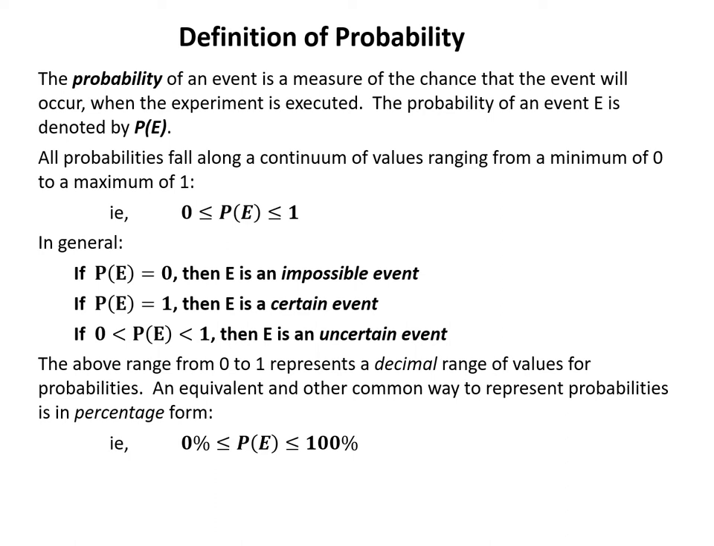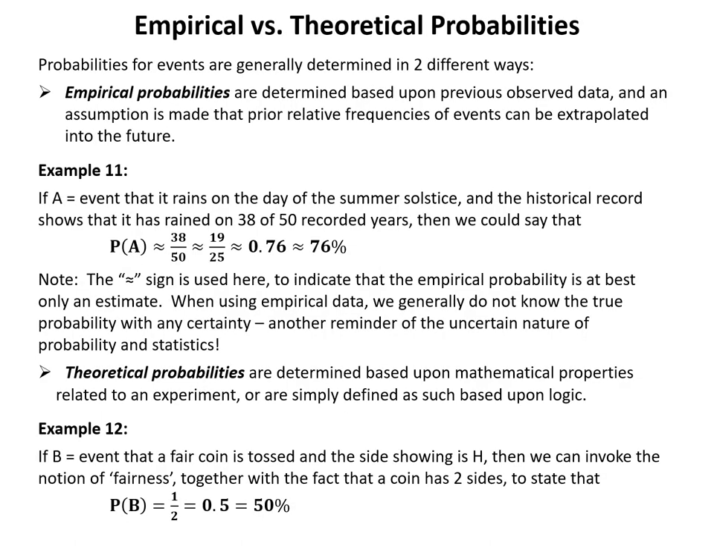Now, the above mentioned range from 0 to 1 represents a decimal range of values for probabilities. An equivalent and other common way to represent probabilities is in percentage form, which essentially just has us multiplying the probability in decimal form by 100. So, in other words, the probability of any event E is greater or equal to 0% and less than or equal to 100%. Probabilities for events are generally determined in two different ways. Empirical probabilities are determined based upon previous observed data, and an assumption is made that prior relative frequencies of events can be extrapolated into the future.